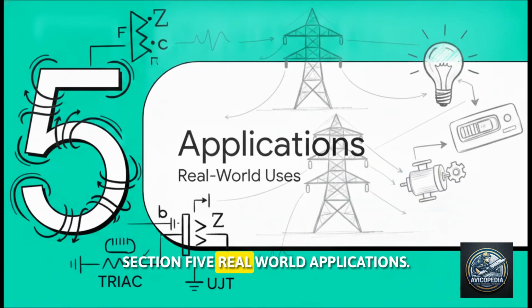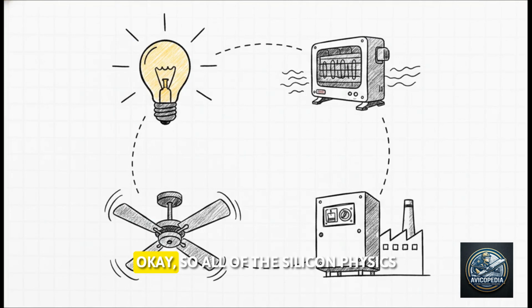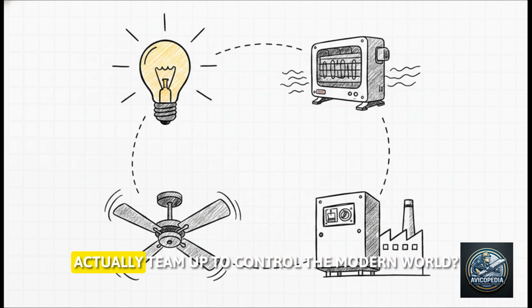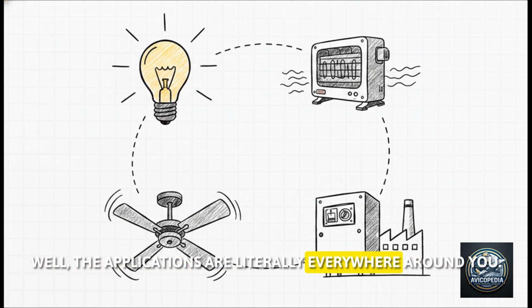Section 5. Real-world applications. Okay, so all of the silicon physics and negative resistance stuff is fascinating. But how do the TRIAC, DIAC, and UJT actually team up to control the modern world? Well, the applications are literally everywhere around you.